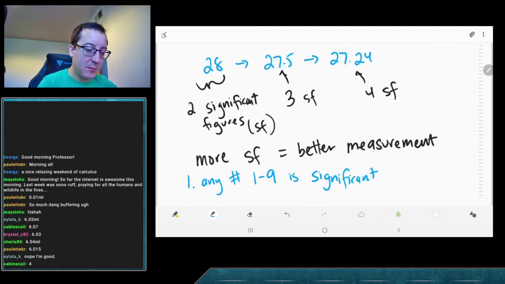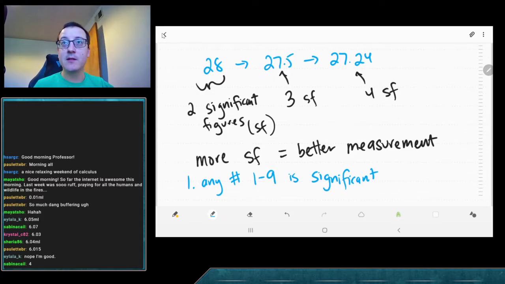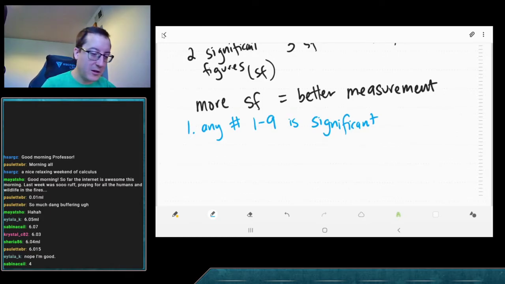Okay, so just like before, we saw 28. It's got a 2 and an 8. Both of those numbers will be significant. 27.5, all of those are going to be significant figures, as well as 27.24. All of those are numbers 1 through 9. And we're going to say that those will always be significant. Okay? So far, so good? Well, I mean, that's just the first rule here.